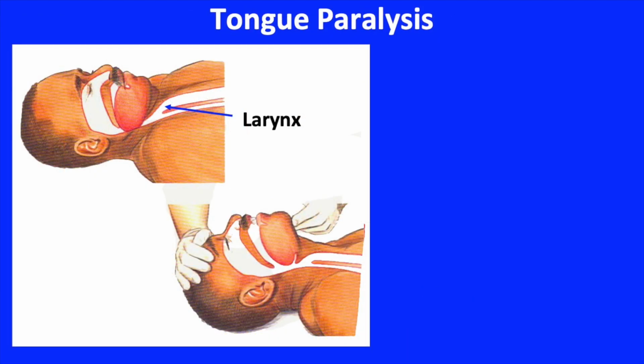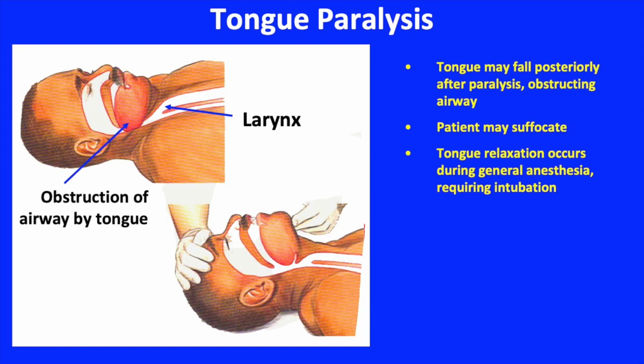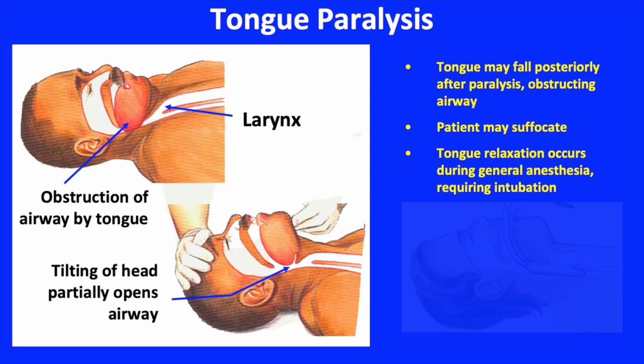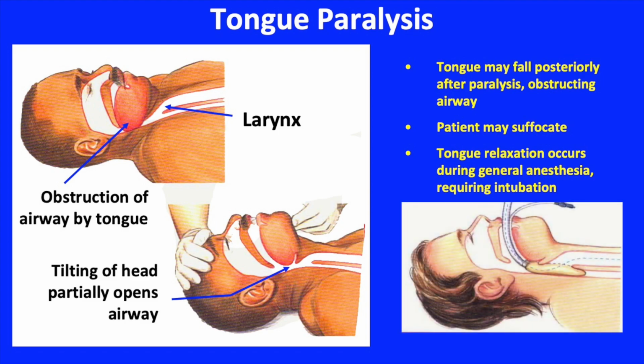But what could have given rise to those urban legends that we swallow our tongues? Because I have also heard similar tales from individuals from other countries. What can happen is that the airway can be obstructed by the tongue, as shown on the top panel, following paralysis, and the patient suffocates. In fact, the tongue relaxes during general anesthesia, requiring intubation. And if you have ever taken CPR, you know that simply by tilting the head you will partially open the airway. Of course, the benchmark way to help a patient in this situation is to intubate them.